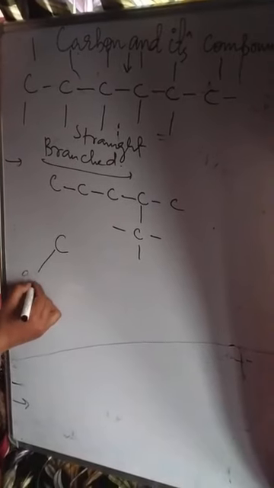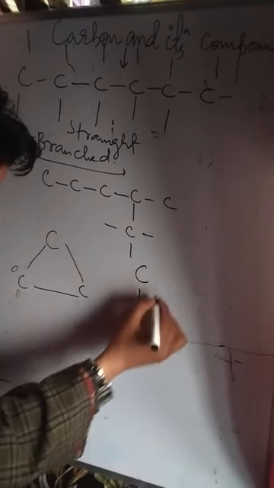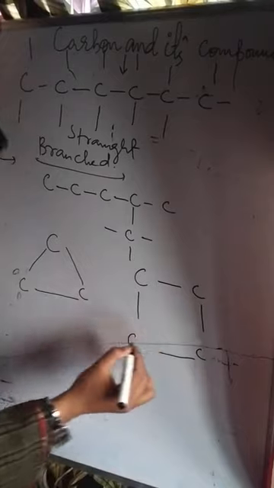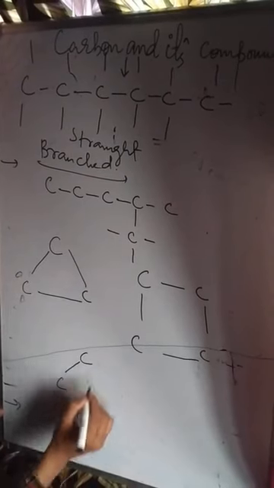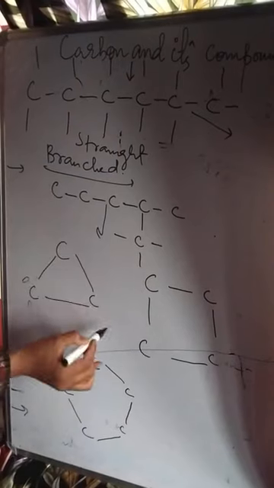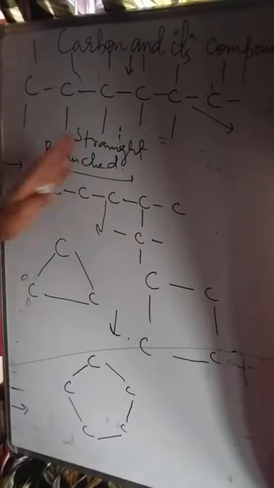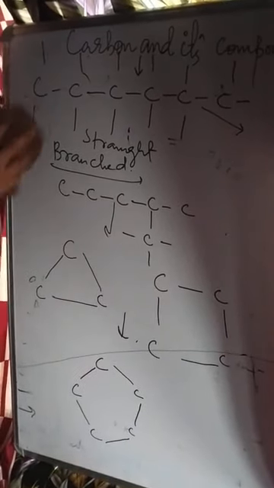Third is a closed chain or ring form. So carbon joins with another carbon, like this. One more example, another example, like this. This is a straight chain, this is a branched chain, and this is a closed or ring form. This is the fashion of joining. The carbon atoms can join through straight chain, branched chain, and ring form. Now let's move forward.